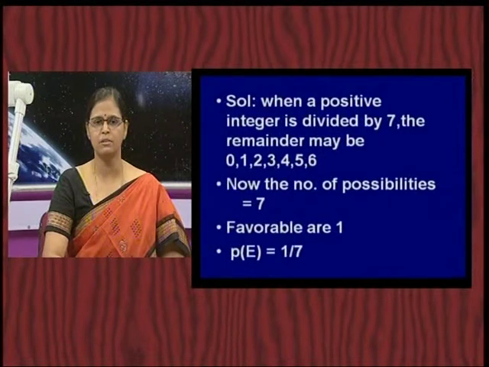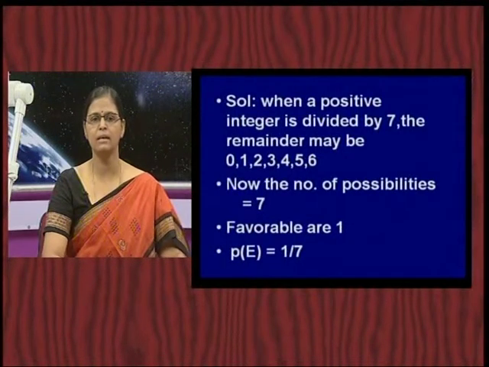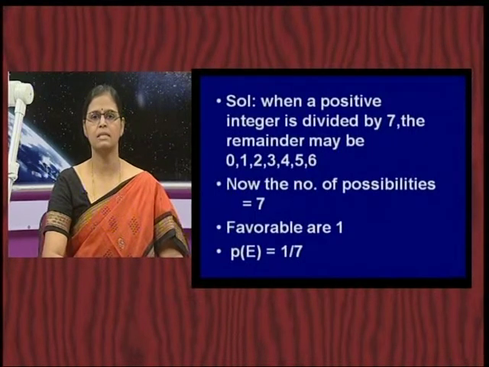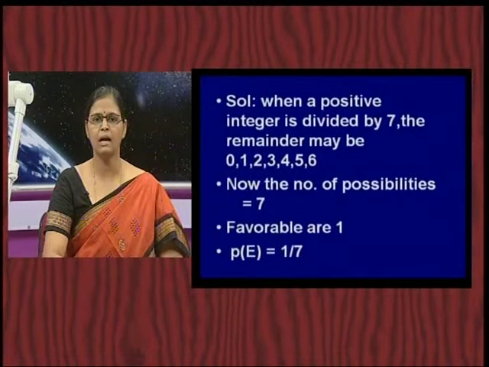Among these 7 possibilities, you are interested in the event of getting the remainder as 1. Among these 7 possibilities, how many are in favor, how many are supporting your event? There is only 1. Therefore, favorable cases are 1, exhaustive cases are 7, and the probability of the event of getting a remainder 1 when an integer is divided by 7 is going to be 1 by 7.